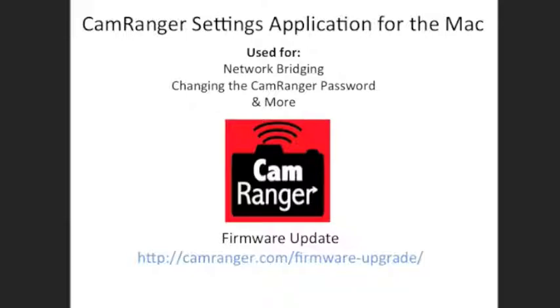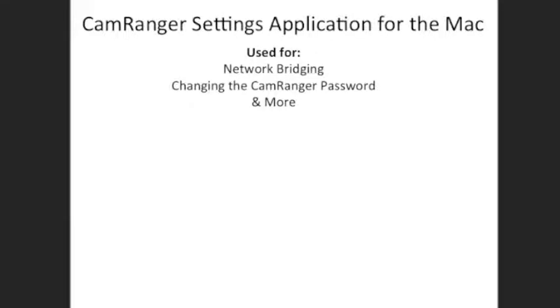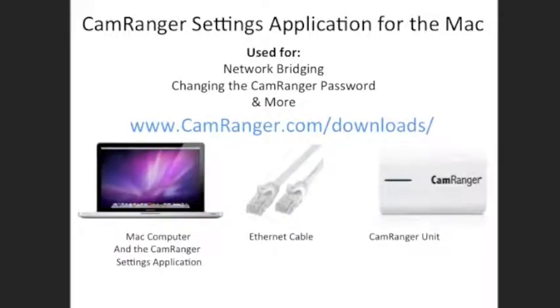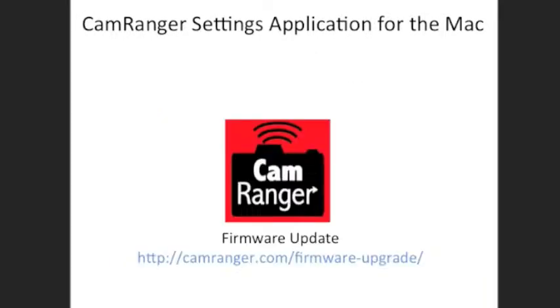To run the application, you need to install the CamRanger Settings app onto your computer from the CamRanger Downloads page online. Before starting the app, plug your CamRanger into the computer directly using the Ethernet cable provided with your CamRanger. Power on the CamRanger. Wait for three lights to appear and launch the application. Again, remember to upgrade your firmware before starting with the CamRanger Settings application.